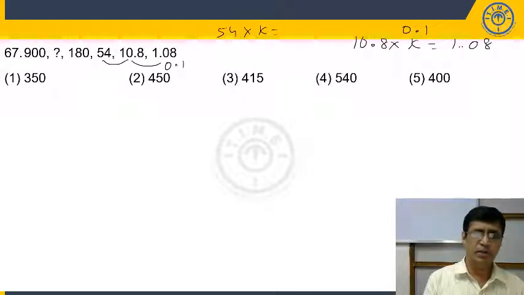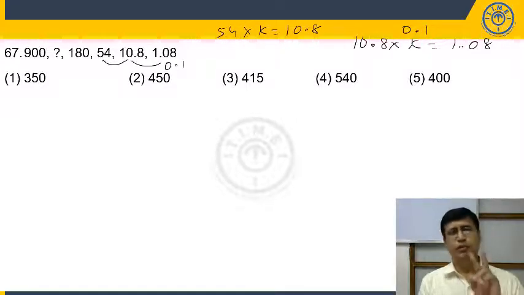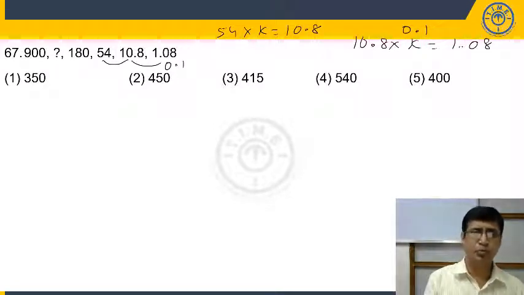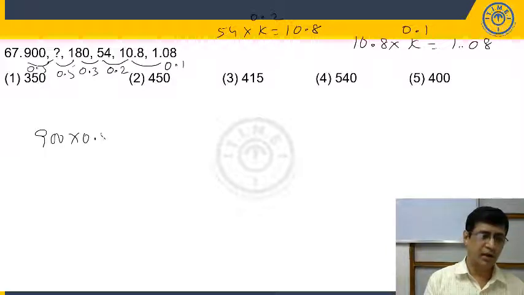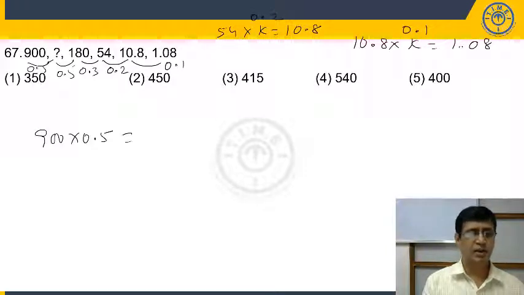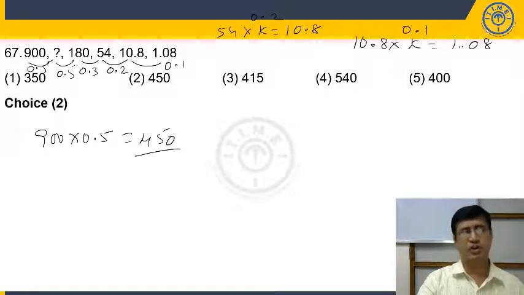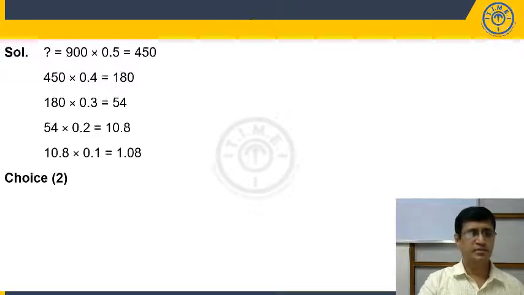Now just look at these two. 54 into how much is equal to 10.8? 54 into 2 is equal to 108, but here 10.8 means 0.2 times. Here the multiplication factor is 0.2. What about this one? 0.3, 0.4, and here 0.5. So 900 into 0.5. Remove the decimal and just multiply. Now what is the result? 9 into 5 is 45. So the answer is 450. Option 2. Second choice is the right choice. Am I clear? Right. Now look at the solution here. Same thing. Into 0.1, 0.2, 0.3, 0.4, 0.5.